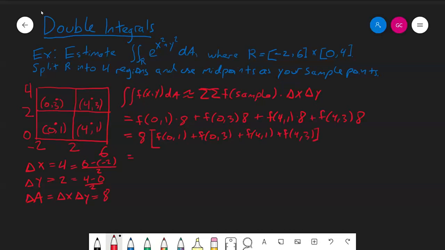And remember, f is just the function that's sitting here on the inside. So in this case, it's e to the x squared plus y squared. So for example, f of (0, 1) is e to the 0 squared plus 1 squared. I feel a little silly writing the squareds, but let's go ahead. And then e to the 0 squared plus 3 squared, and so on all the way down.